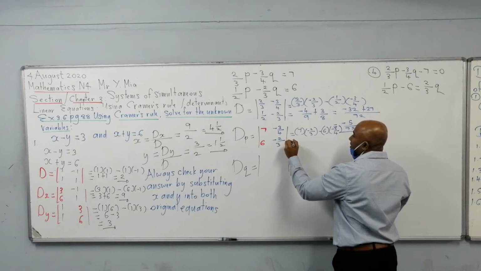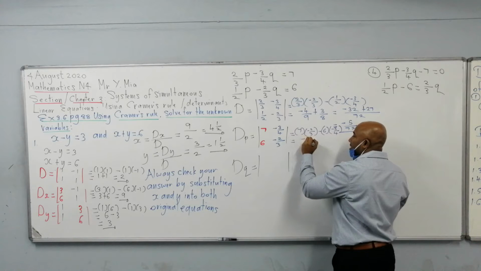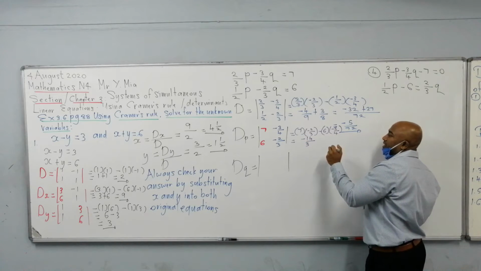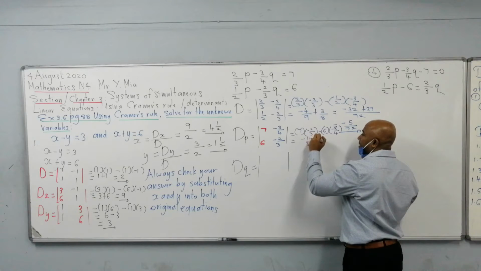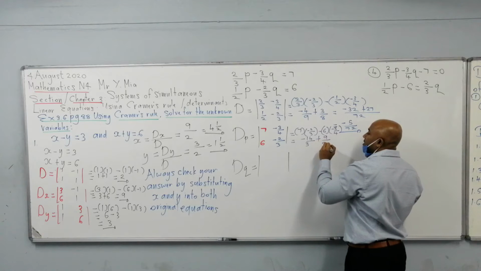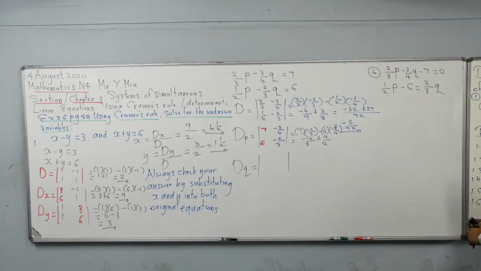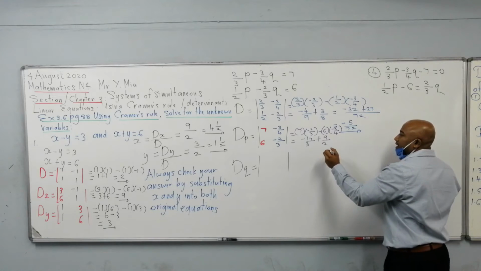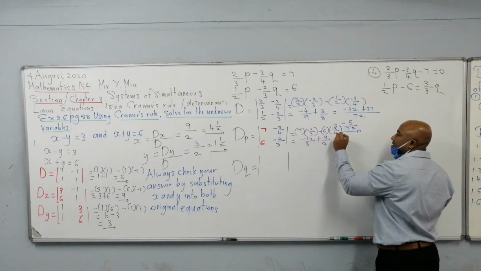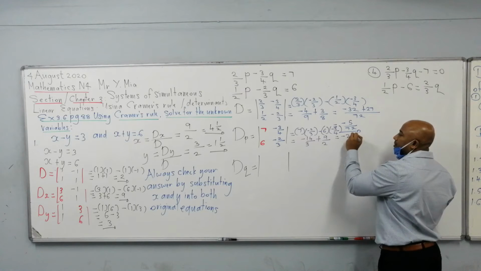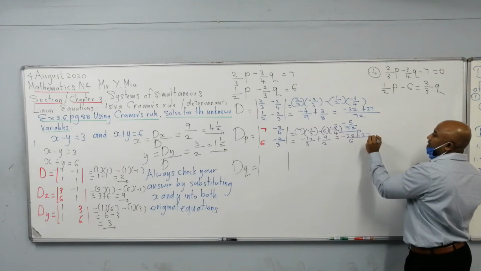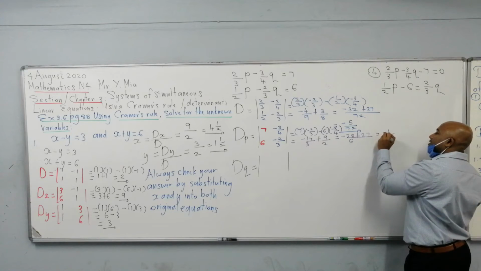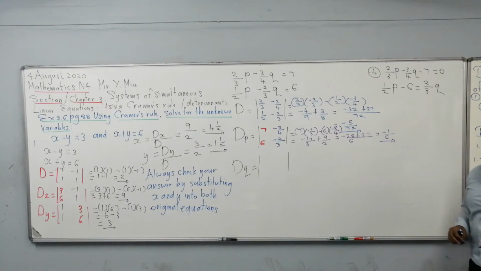And now, let's see what we get. So that's going to be minus 14 over 3. And that's going to be plus 9 over 2. So then we get minus 28 plus 27 over 6, which becomes minus 1 over 6. So that is my dP.